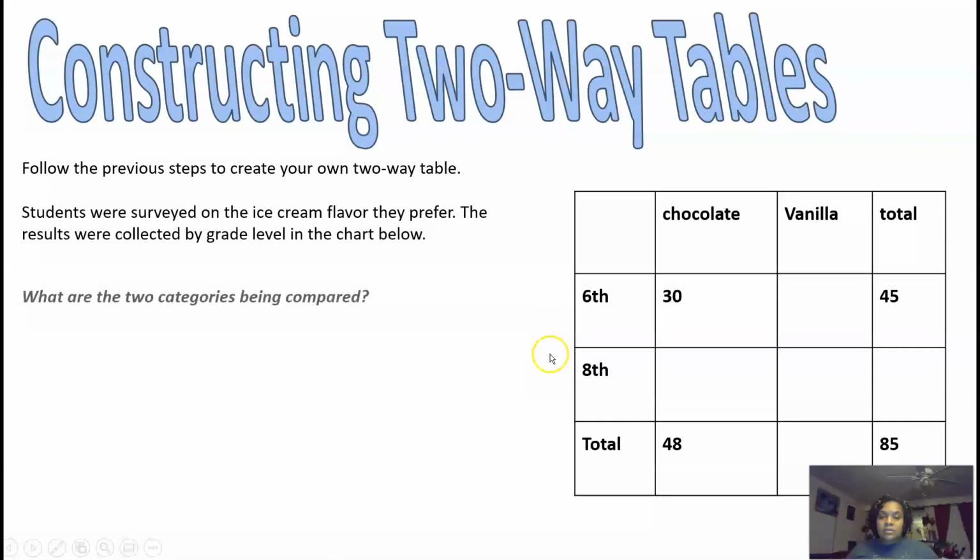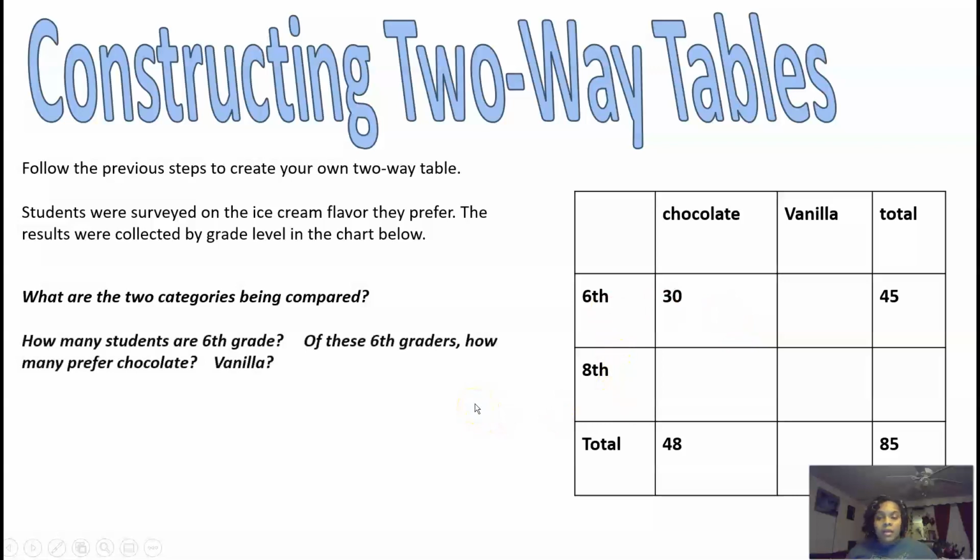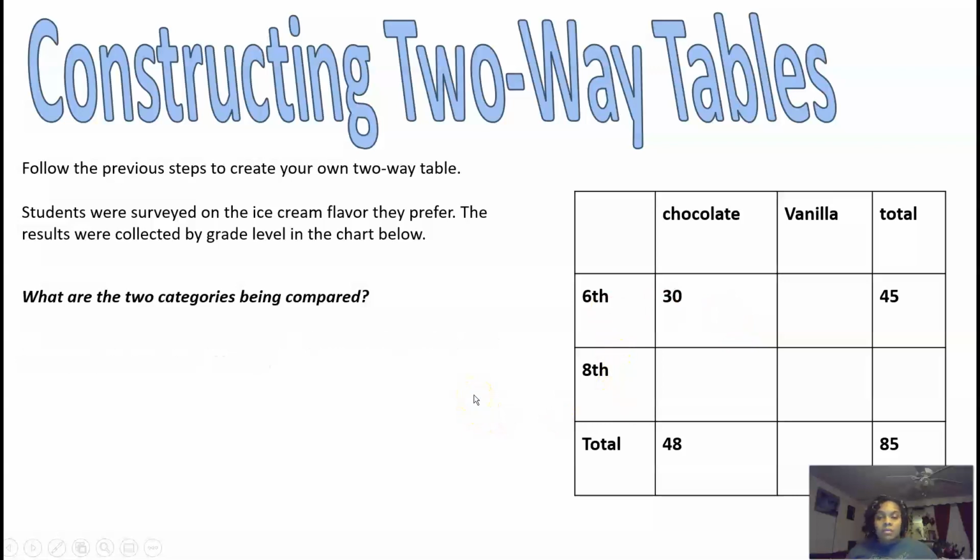So let's look at this one. What are the two categories being compared? You have the ice cream flavor, and you have the two grade levels. You have sixth grade and eighth grade. So if you look at the first ice cream flavor, how many students? Well, what I like to do with two-way tables is if there's missing information, I like to fill it in. So I know altogether there's 45 sixth graders.